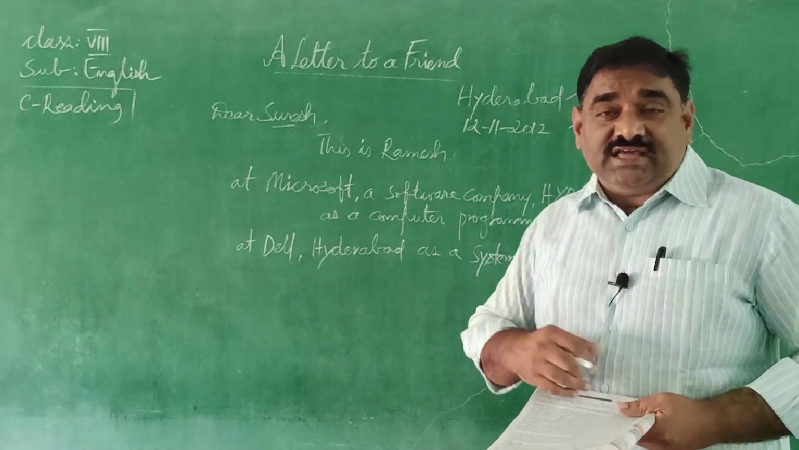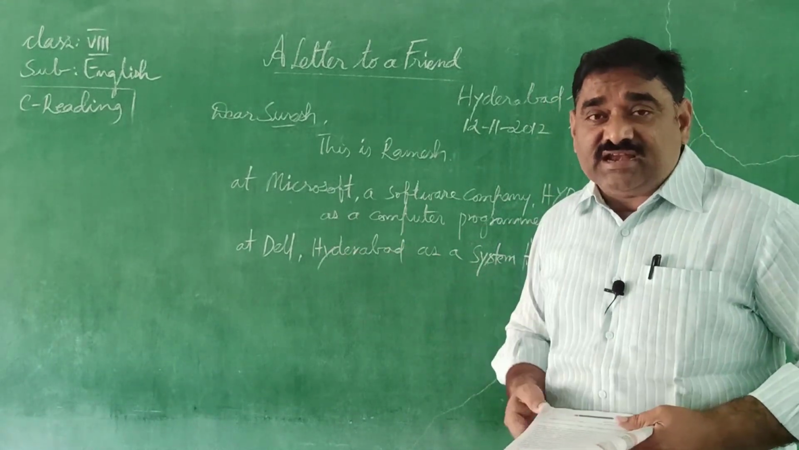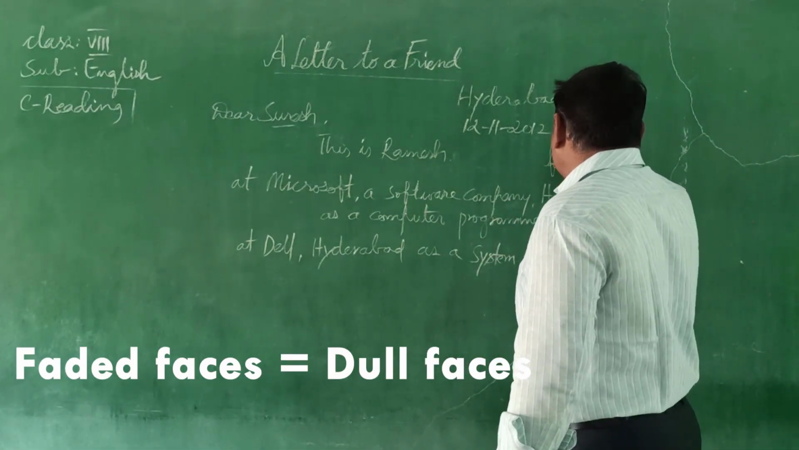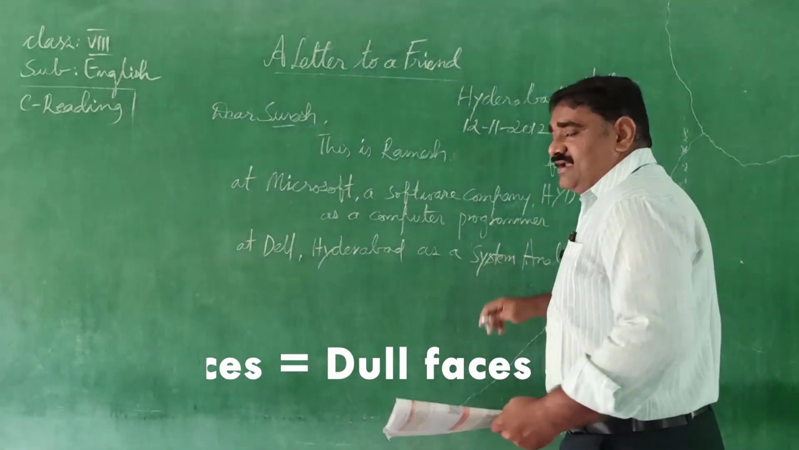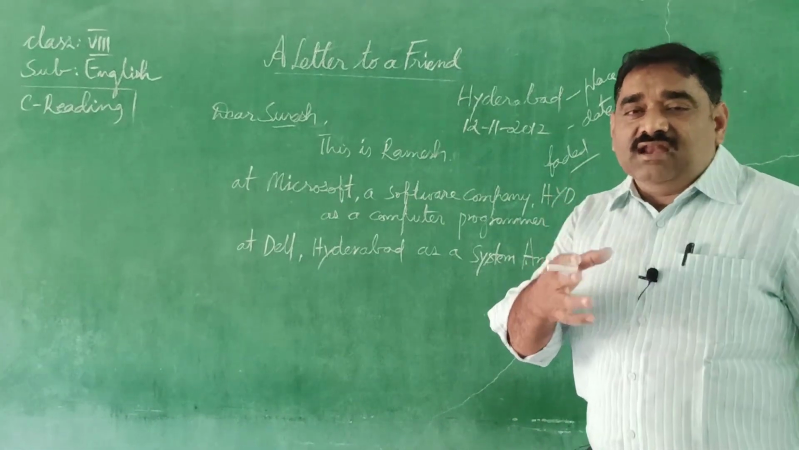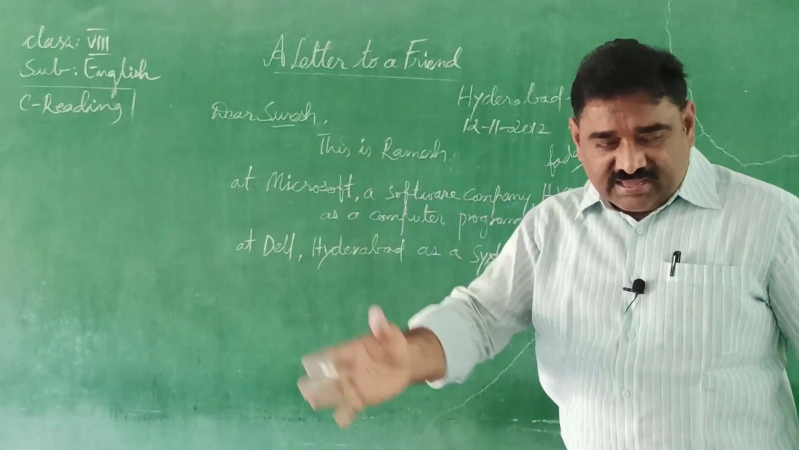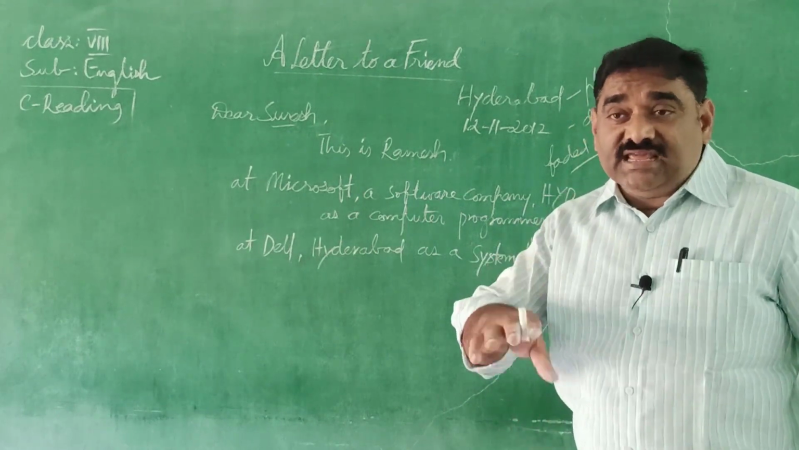How do they reach their home? How do they reach their nest? With faded faces. What kind of faces? Faded faces, in the sense of dull faces. In the morning they go to the office, and in the evening they come back. This is their daily routine.